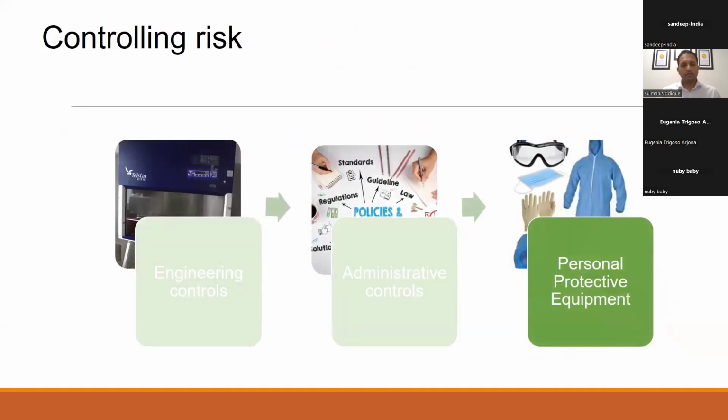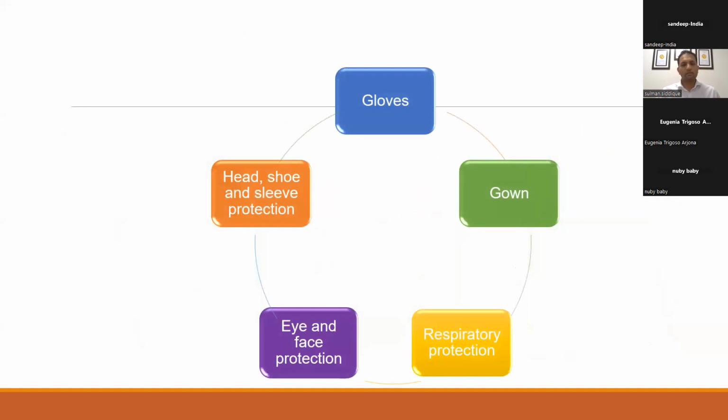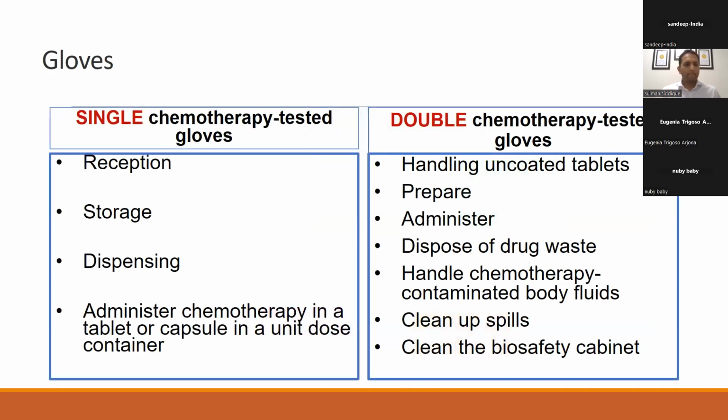Next, the third risk controlling strategy is PPEs. Everyone is aware of that. PPE means gloves, gowns, respiratory protection, eye and face protection, head, shoe, and sleeve protection. So firstly, we'll look at the gloves. For chemotherapy, a single pair of gloves can be used when you're receiving the drug, you're storing the drug, dispensing it, or administering oral chemotherapy tablet or capsule in a unit dose container.